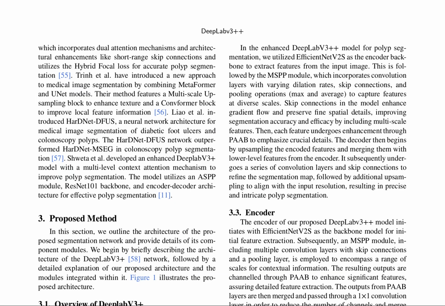segmentation. The DeepLabV3++ model proposes a novel architecture for accurate polyp segmentation, combining dual attention mechanisms with architectural enhancements. The model integrates the MetaFormer and UNet models, featuring a multi-scale upsampling block and a ConvFormer block. The architecture is built upon a ResNet 101 backbone, utilizing an encoder-decoder structure and incorporating an ASPP module. A key innovation of DeepLabV3++ is the introduction of multi-scale pyramid pooling with a parallel attention aggregation block, which enhances the encoder-decoder structure of DeepLabV3+.